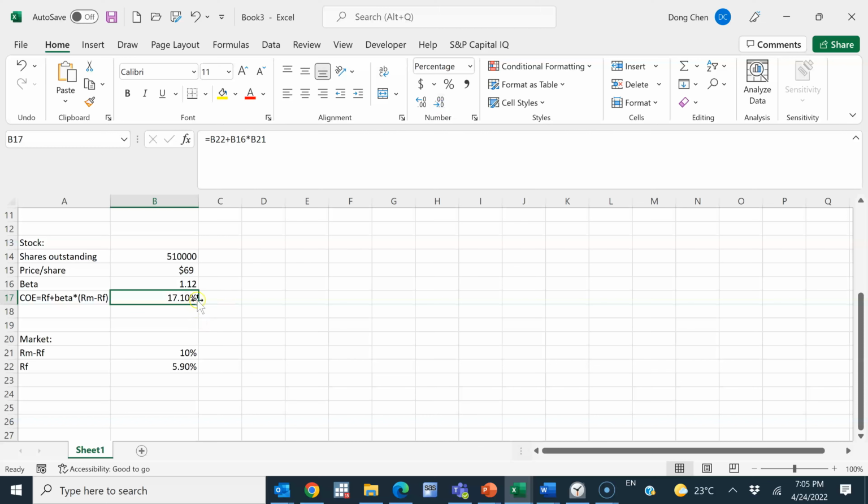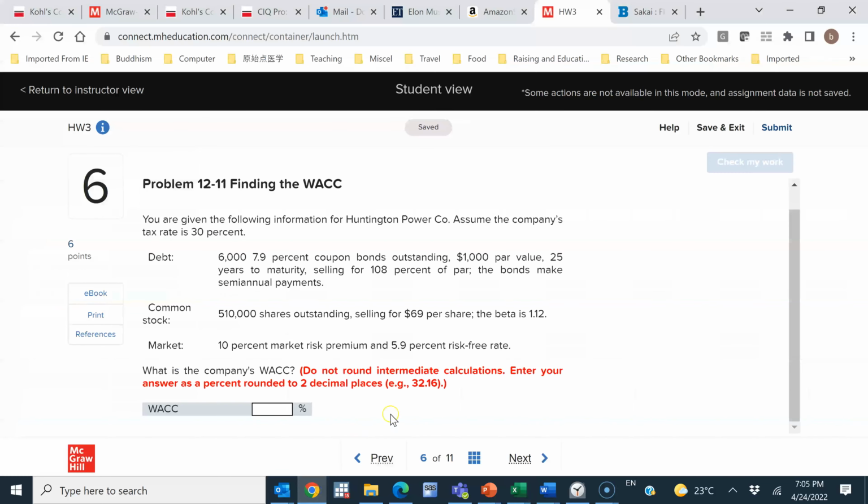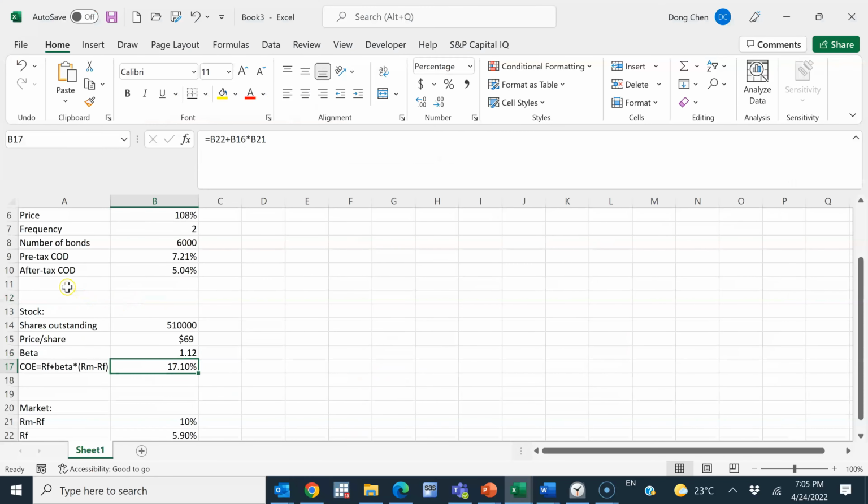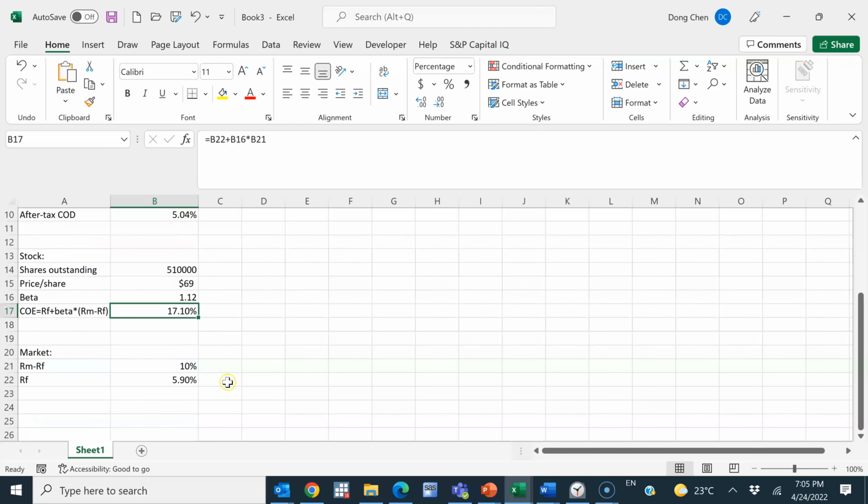So far, even though you can see this, this is just for viewing purposes. Excel doesn't keep any number of decimal places, right? So in terms of the calculation, I just followed the rounding requirement: do not round the intermediate calculations. So far we have got the cost of debt and cost of equity.